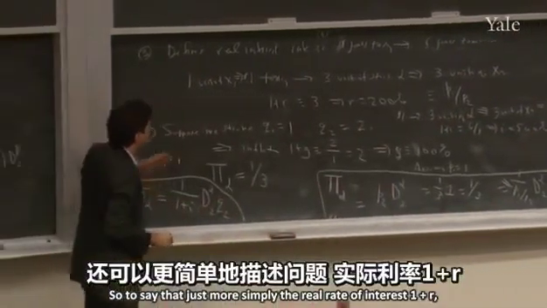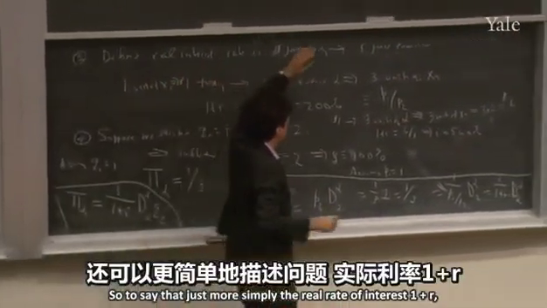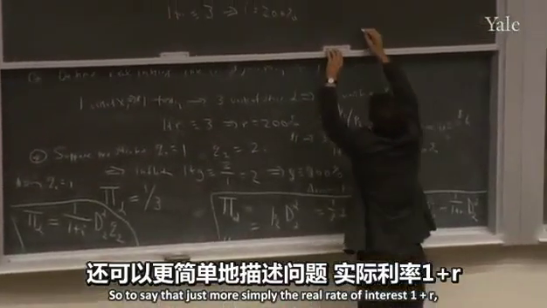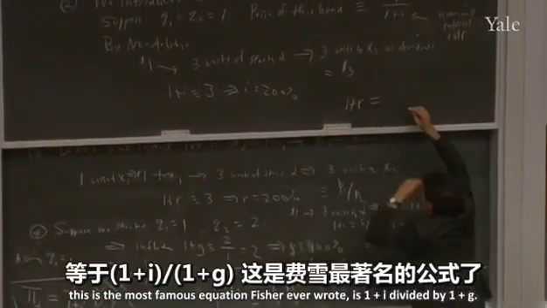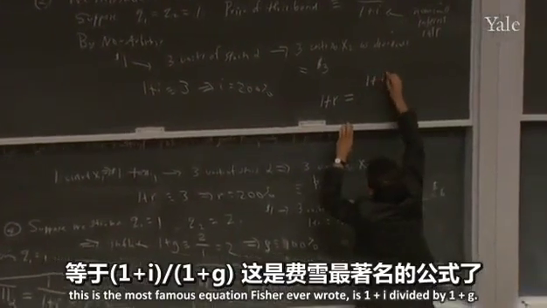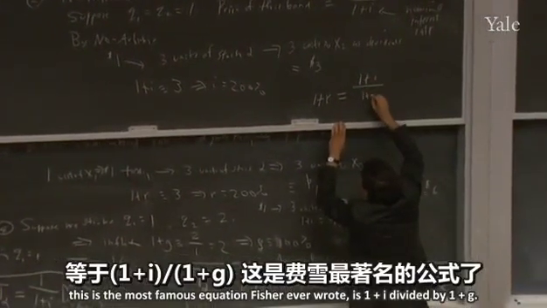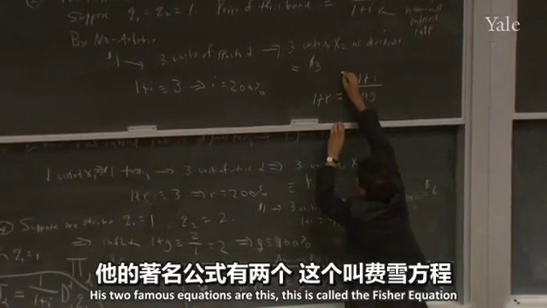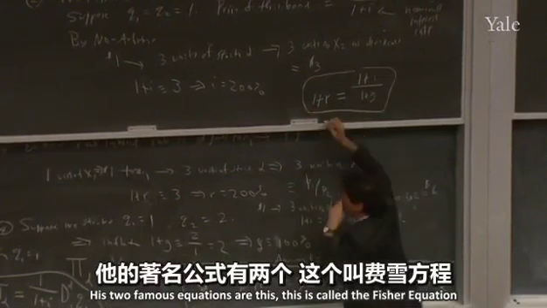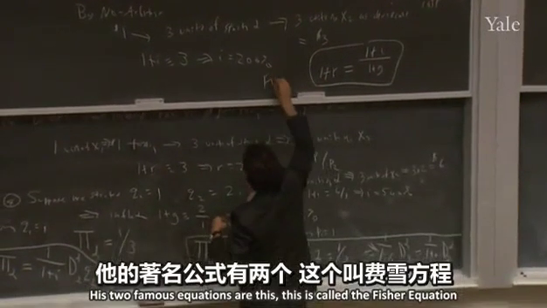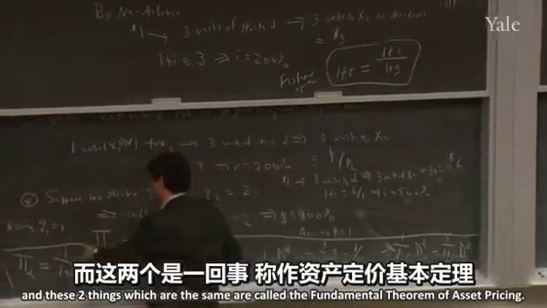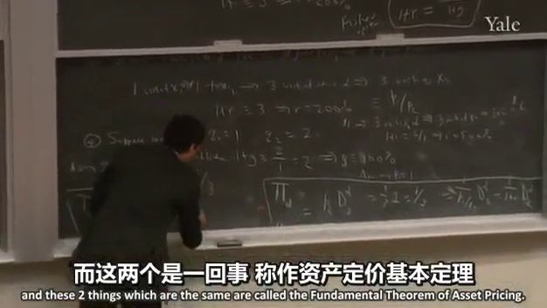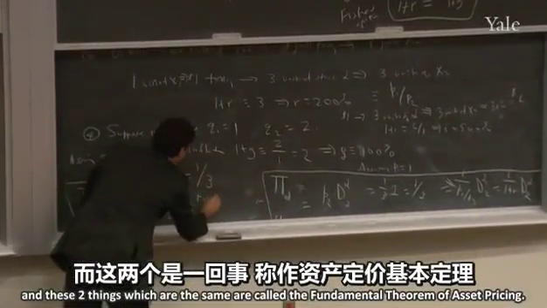Okay, so to say that more simply, the real rate of interest, 1 plus R, this is the most famous equation Fisher ever wrote, is 1 plus I divided by 1 plus G. So this is called the Fisher equation. Well, his two famous equations: this is called the Fisher equation, and these two things, which are the same, are called the fundamental theorem of asset pricing.